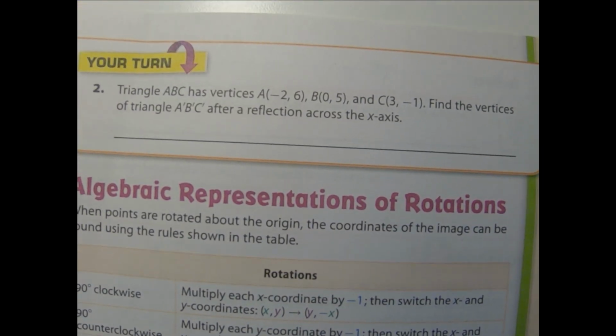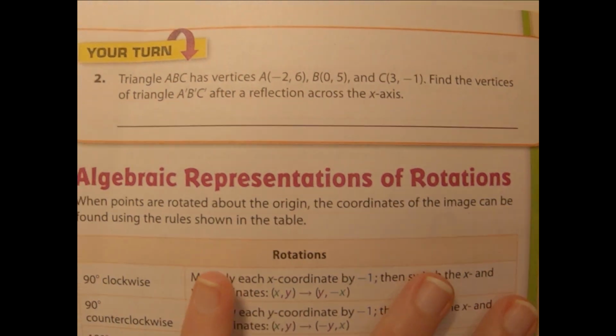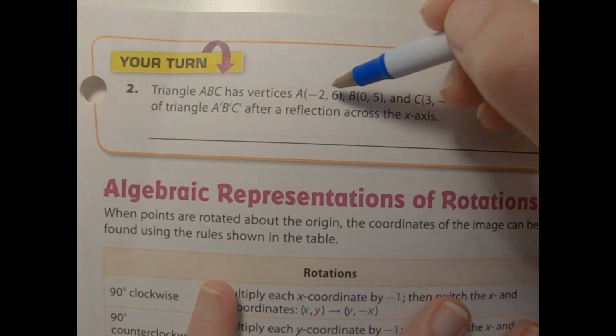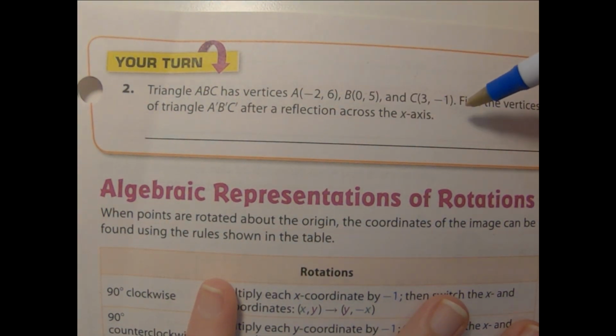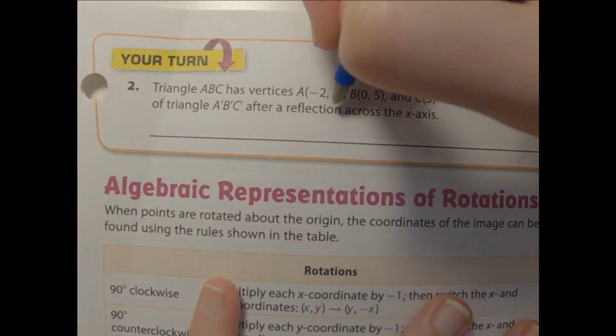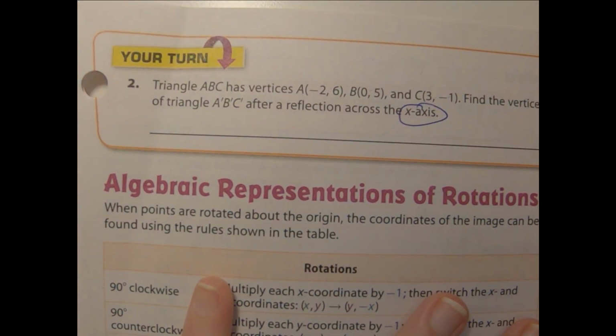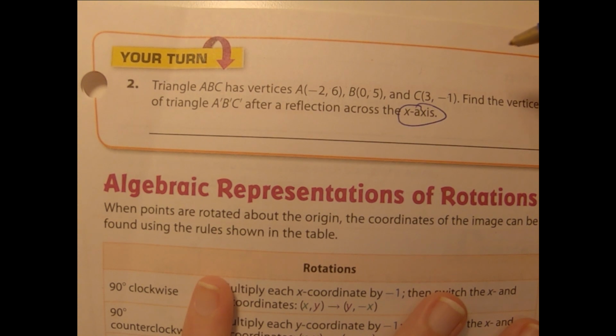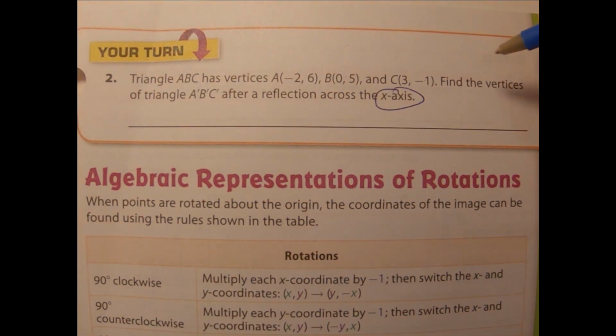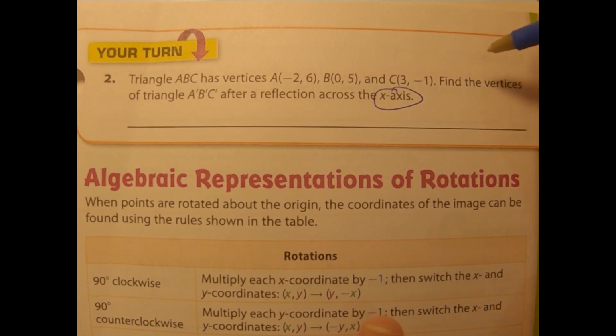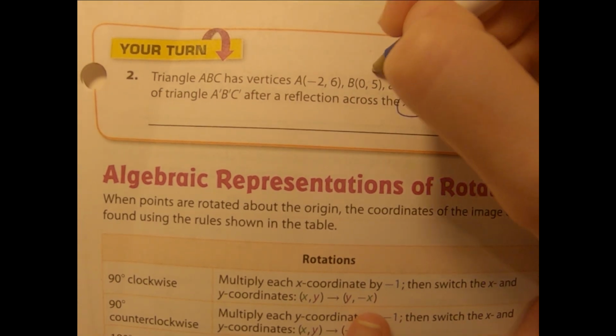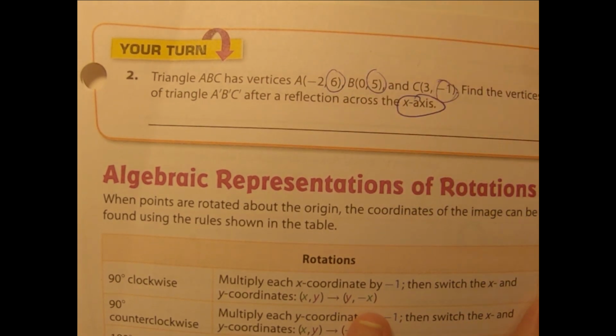Let's put it into practice. The triangle ABC has vertices A, B, and C at these coordinates. Find the vertices of the triangle after reflection across the x-axis. Tell yourself, what does the rule say if I'm reflecting across the x-axis? What am I actually multiplying? Hopefully you're telling yourself that you're multiplying all of your y coordinates times -1.